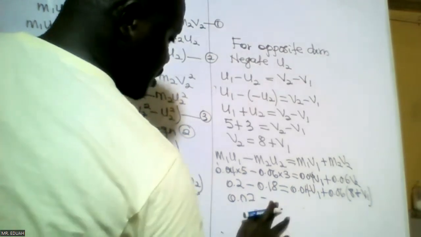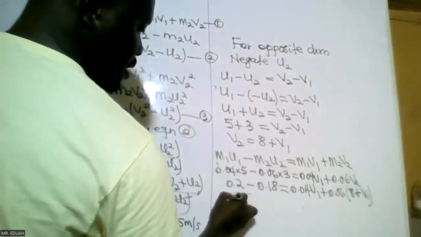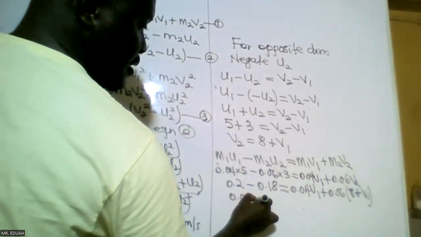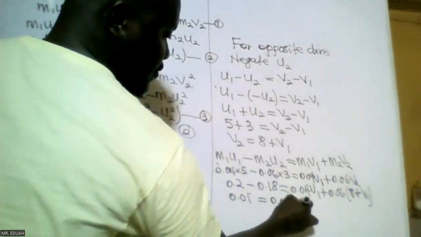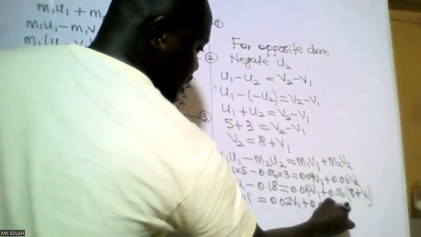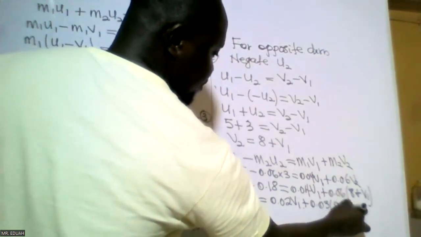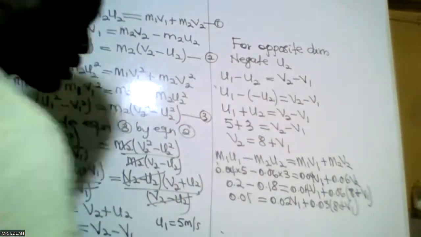So I'll divide through by 2. So this will be 0.01 is equal to 0.02 V1 plus 0.03 times 8 plus V1. Okay.